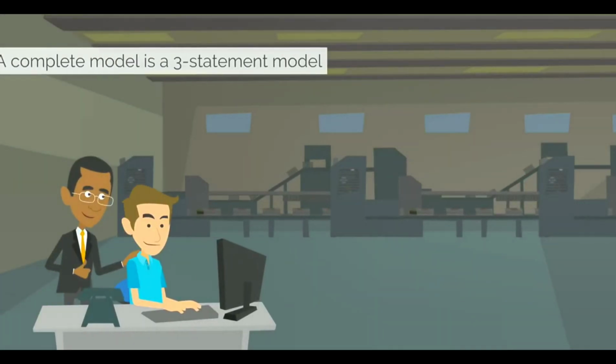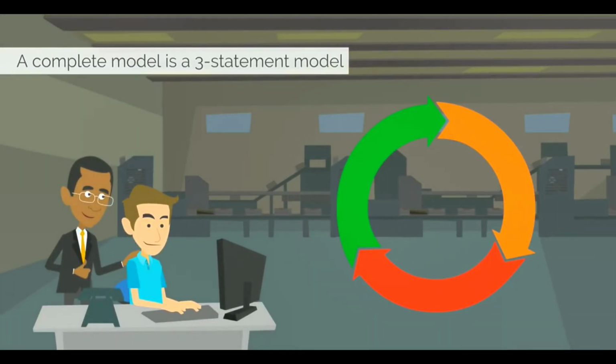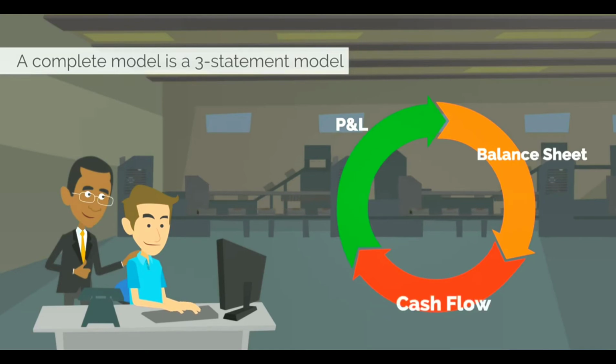A complete financial model contains the three main statements: P&L, balance sheet, and cash flow. The P&L tells us how a firm performed, or is expected to perform, in a given period of time, whether it was profitable. The balance sheet shows what the company owns and owes. And the cash flow statement indicates how much cash was made in each period. And all three are necessary to carry out a proper analysis.